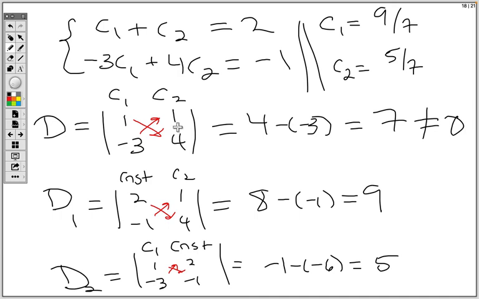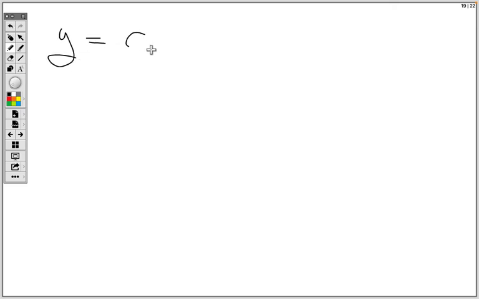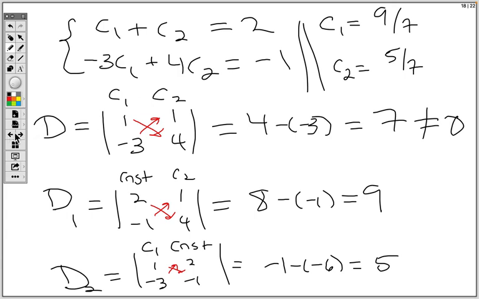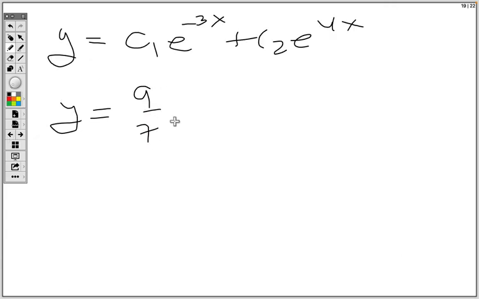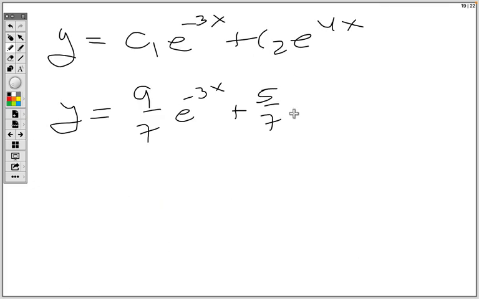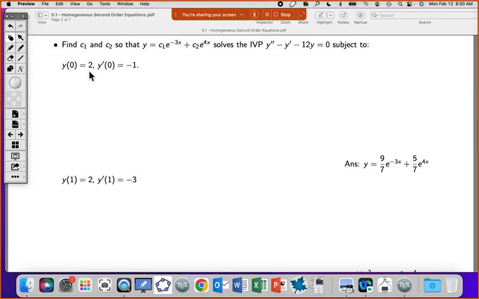So then the last step is to write down the solution to the IVP. y equals C1 e to the minus 3x plus C2 e to the 4x. C1 we found was 9/7, e to the minus 3x. C2 was 5/7, e to the 4x. And if all goes well, that's what matches the handout. There it is. Okay.